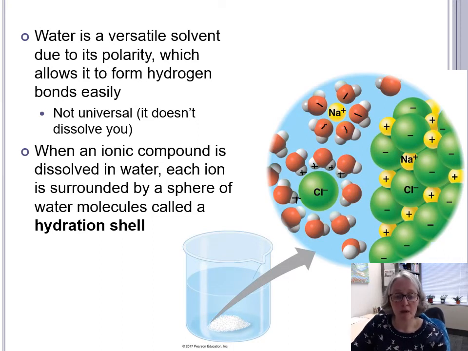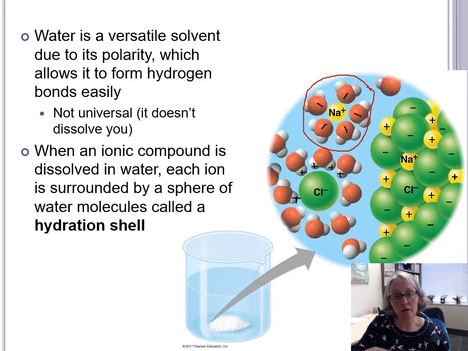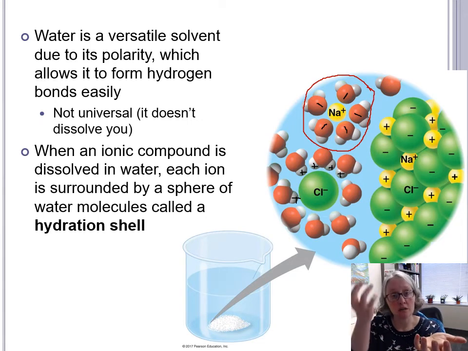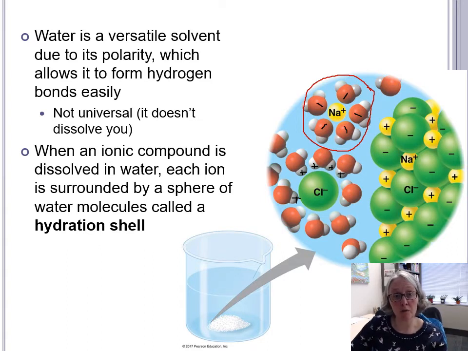dissolve it. When ionic compounds get dissolved in water, like this picture that we have on the side of the screen, each ion gets surrounded by a sphere of water molecules. This structure that I'm circling with the red pen is what we call a hydration shell. So it's important to remember that water is going to be able to dissolve ionic compounds. Water has charges, it can dissolve things with charges. Water is able to dissolve other molecules as well.